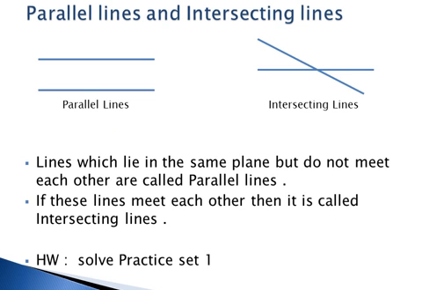Lines which lie in the same plane but do not meet each other are called parallel lines. If these lines meet each other, then they are called intersecting lines. By this, we have completed our first chapter, Basic Concept in Geometry.